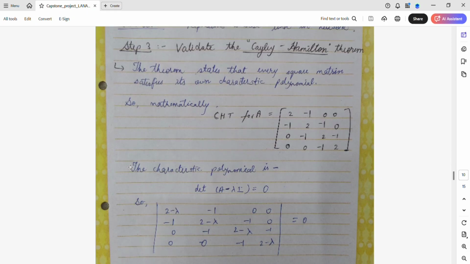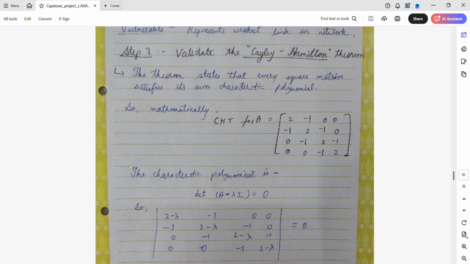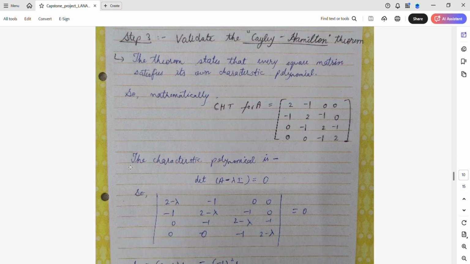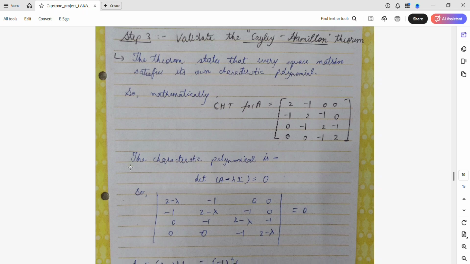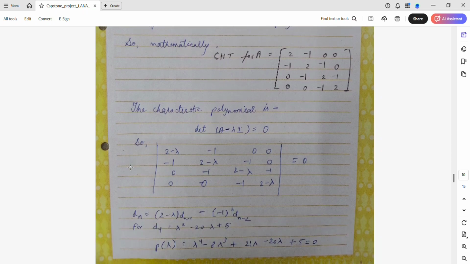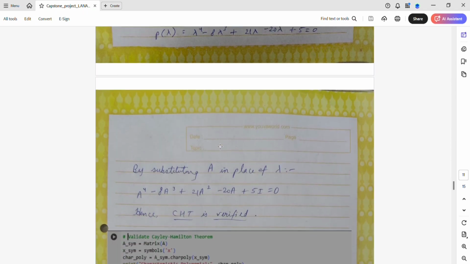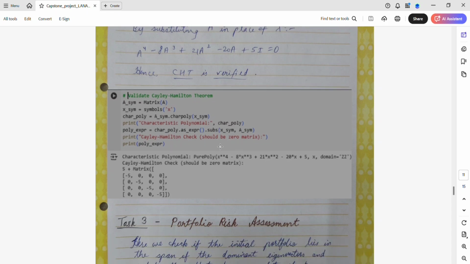Now, Cayley-Hamilton theorem. To further understand the matrix, I verified the Cayley-Hamilton theorem. This theorem says every matrix satisfies its own characteristic polynomial. In our case, the matrix A did, confirming its mathematical validity. You can see the calculation here, and hence the theorem is verified. We used Python in this also.